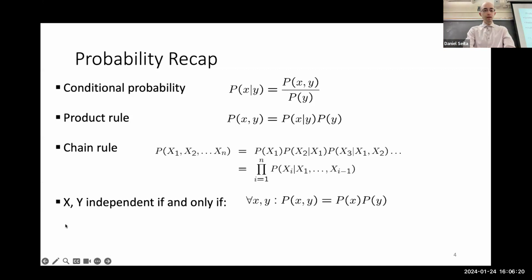And X and Y are independent if and only if the following holds. You can imagine you look at a table, go through all values of X and Y, and make sure that the table for the joint and the tables for the marginals work out so that this equality is true for all X and Y. So if they're discrete, you have to check all of their values.